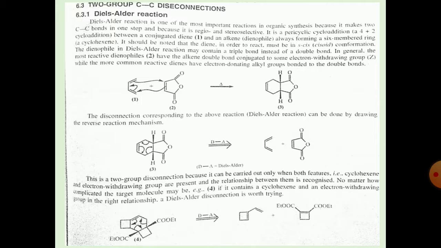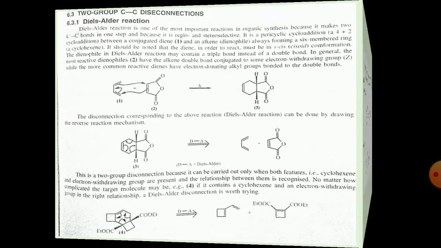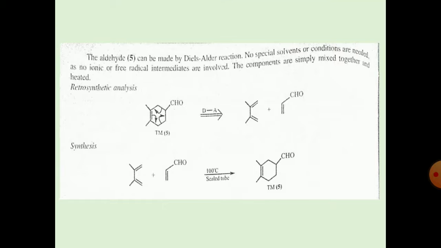So there is formation of the diene plus the electron withdrawing group present in this dienophile. Then the aldehyde can be made by the Diels-Alder reaction. No special solvent or conditions are needed, as no ionic or free radical intermediate is involved, and the components are simply mixed together and heated.